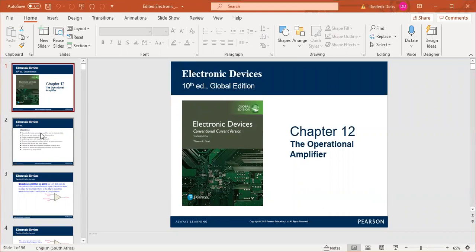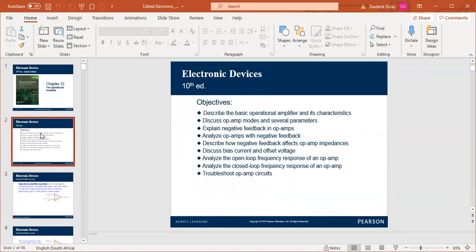Chapter 12, operational amplifier. By the end of chapter 12, you are expected to describe a basic operational amplifier and its characteristics, discuss op-amp modes and several parameters, explain negative feedback in op-amps, analyze op-amps with negative feedback, describe how negative feedback affects the amplifier impedance, discuss bias current and offset voltage, analyze the open loop frequency response of an op-amp, analyze the closed loop frequency response of an op-amp, and also be able to troubleshoot an operational amplifier.